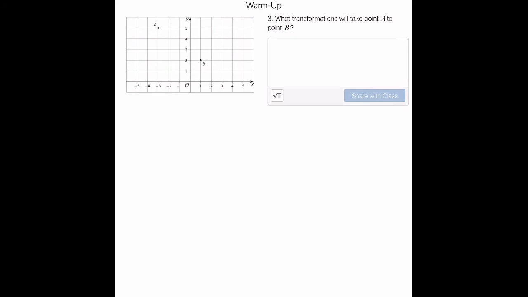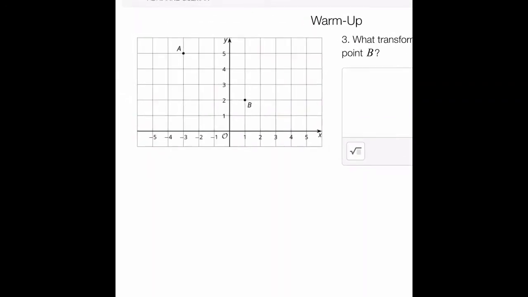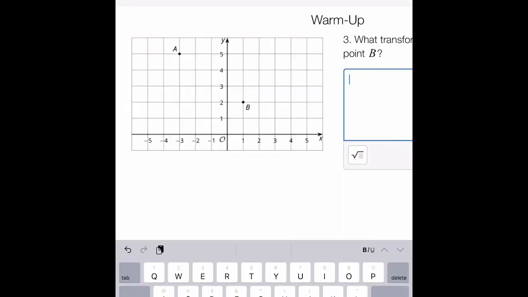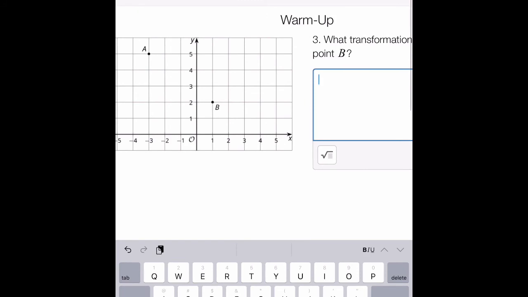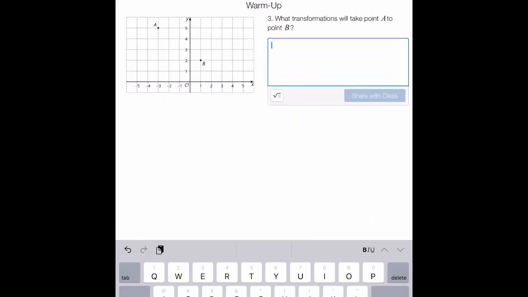Third question, what transformations will take point A to point B? So I want to know, oopsie, how can I transform and get point A all the way to point B? So go ahead and type your response here and tell me, maybe you're gonna translate and then rotate, or just translate or reflect or translate only, but tell me which direction you're gonna go.